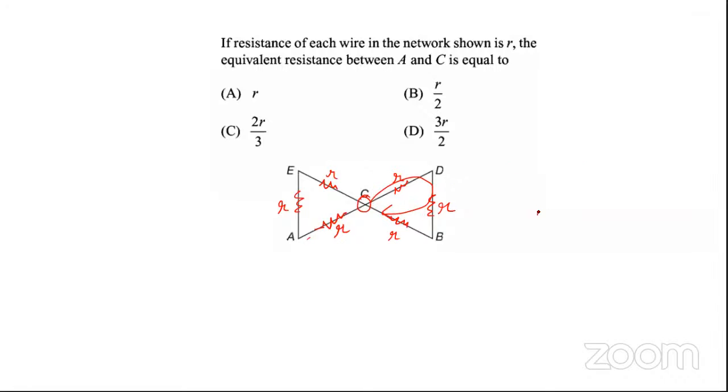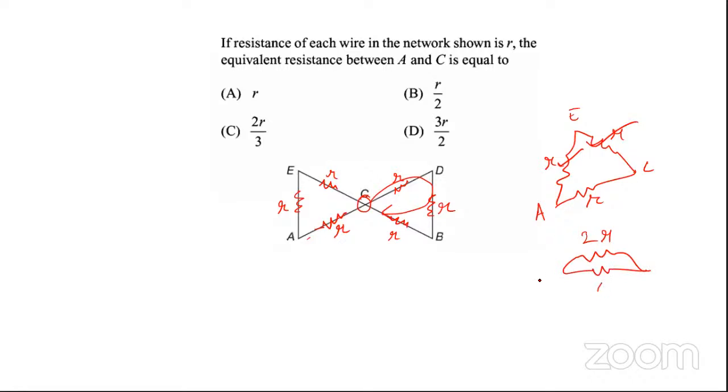So this circuit can just be simplified as this. Now we want to find the resistance between A and C. So this and this are in series. So this is 2R, and here is R between A and C. So 1 by 2R plus 1 by R gives me 3 by 2R, and inverting it we get 2R by 3. That is the option C.